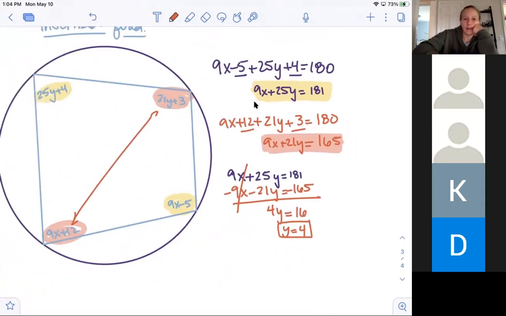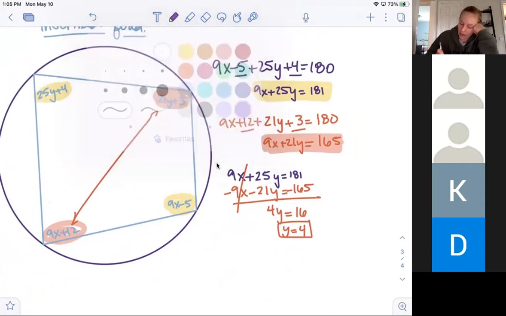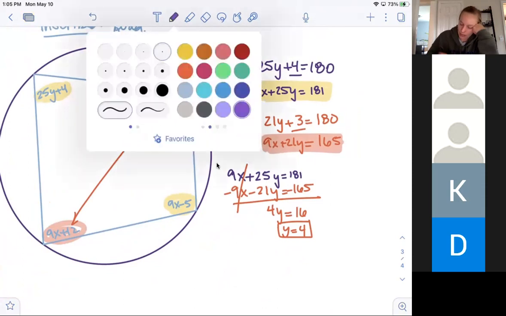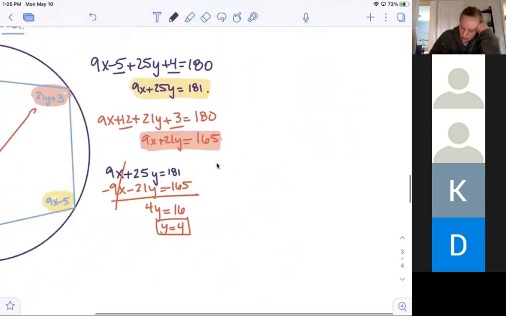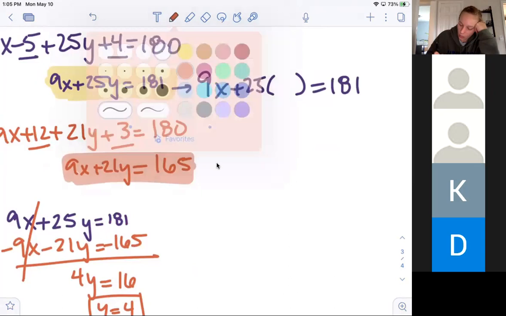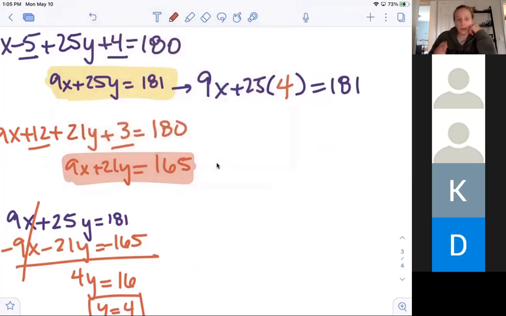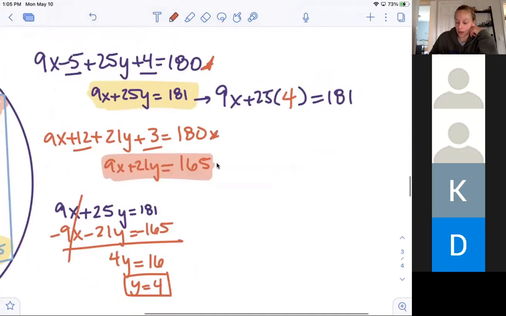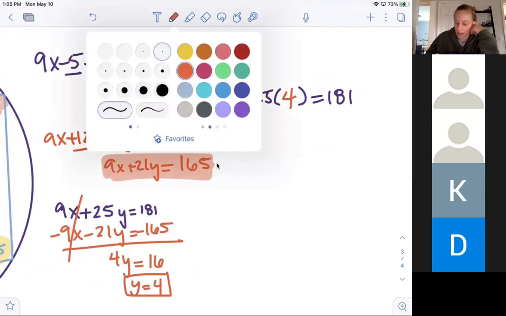I'm going to use that to find my x. So I'm going to take any equation that I've already done. I'm probably going to take the one that I have highlighted in yellow and use that to find my x. So I'm going to do 9x plus 25 times y, which in this case is now 4, equals 181. You can plug it into this one or the orange one instead. It really doesn't matter. Just be consistent and plug it into one of them and solve for x.